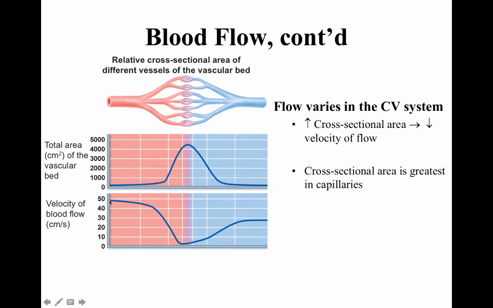So the velocity, if we're out here at a large artery, as we enter into the capillary bed, how much that drops. And then it regains some as we increase the size of the vessels that we're exiting with. So this lower chart is a measure of velocity based on the size of the vessel. The upper item is showing the total area of the vascular bed.